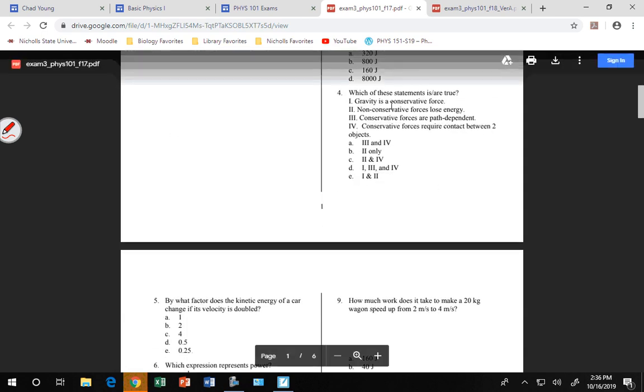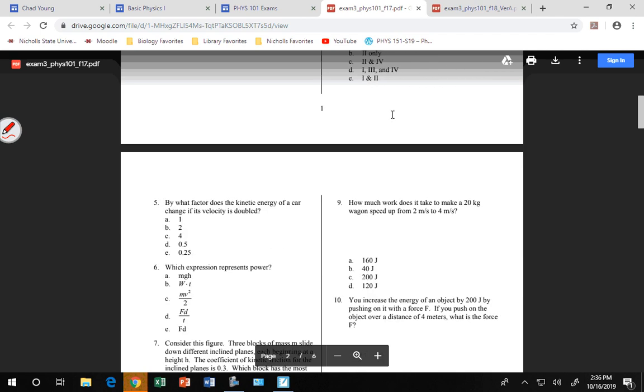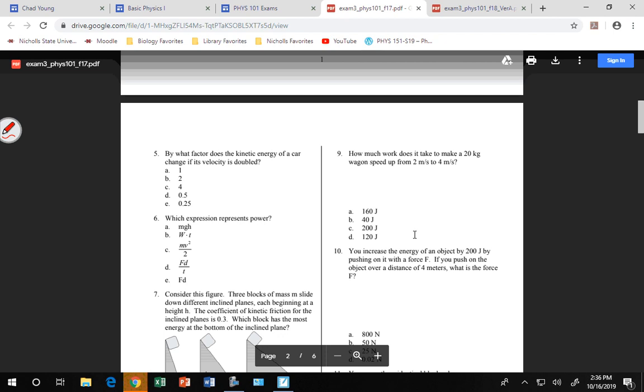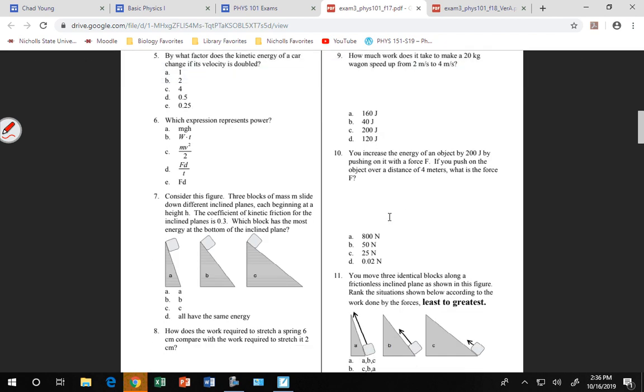Some stuff about conservative versus non-conservative forces. Conservative forces conserve energy. Conservative forces are path independent. They do not depend upon the path. Kinetic energy, there's power. A lot of this is the same as the previous.